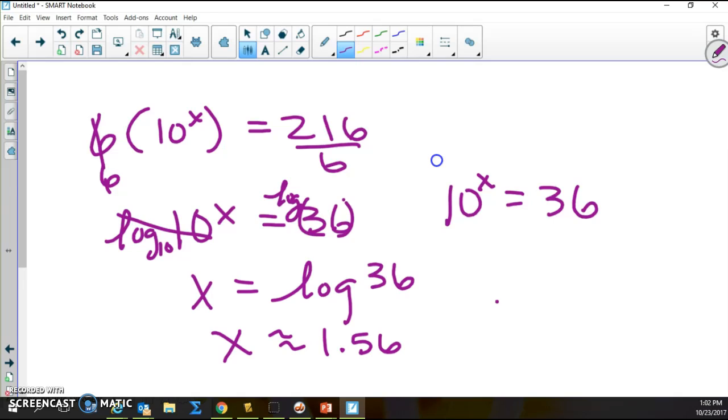If you'll take your calculator and raise 10 to the 1.5563, that's what I truncated, you'll see that that will give you exactly 36.